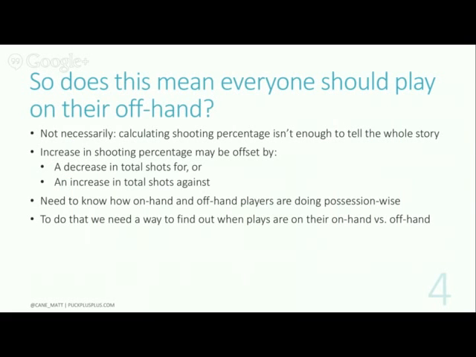So the natural question from this is, should we just play everyone on their offhand? If they're going to shoot better, is that a legitimate strategy that a coach could take? And the answer, obviously, as it always is in hockey analytics, is we can't say for sure, not necessarily.